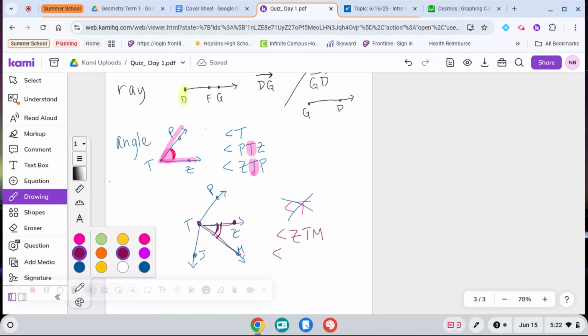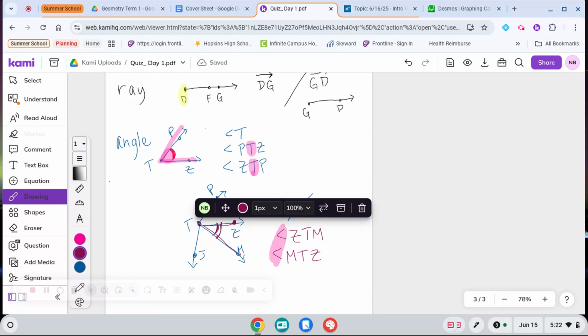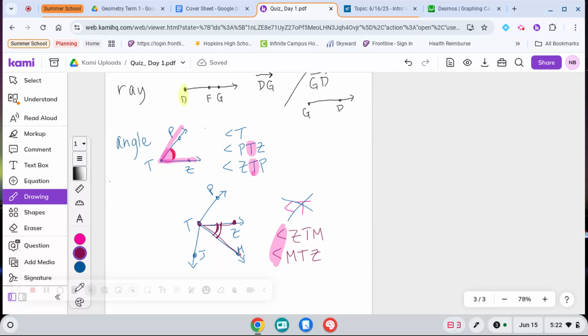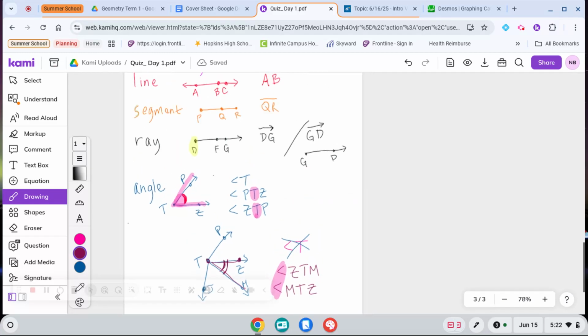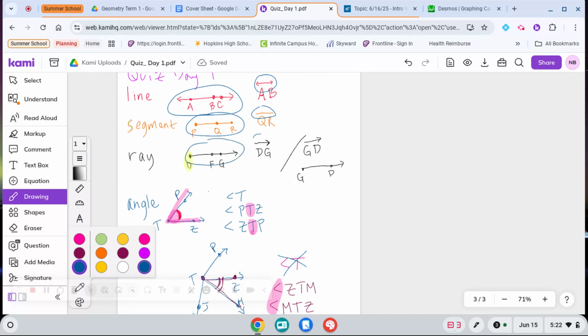or angle MTZ. And then also notice that this is the symbol for angle. It's just a little mini angle. So hopefully what you can see is all the symbology is basically just mini versions of whatever picture you're drawing. So here we have a line and it's a little mini line. Here we have a segment and it's a little mini segment. A ray, a little mini ray, and then an angle, and we got little mini angles right here.